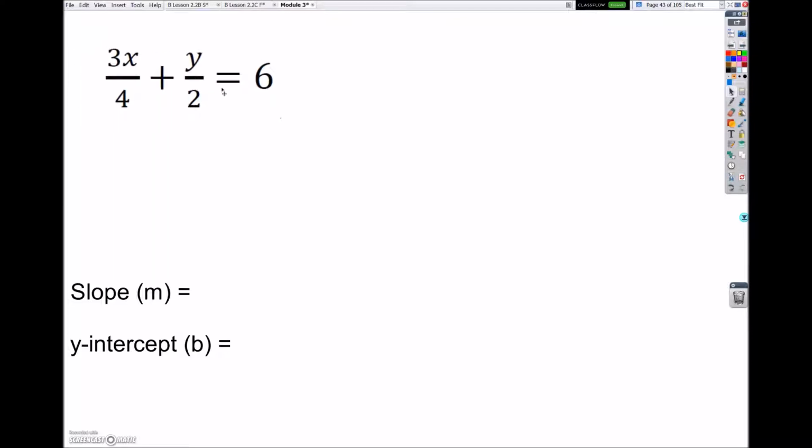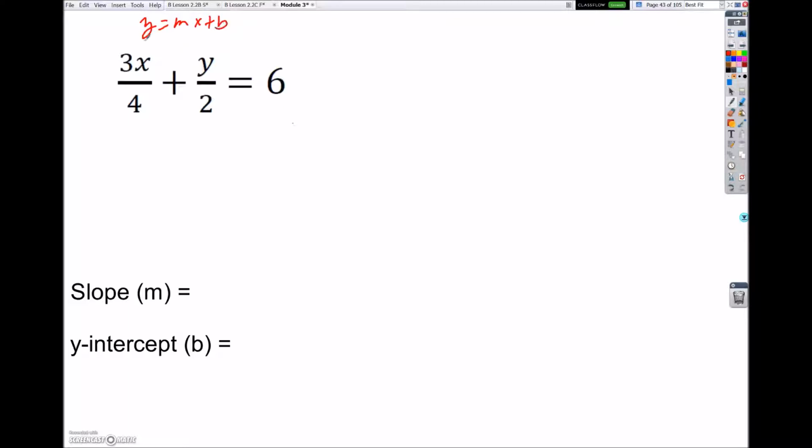Now, sometimes they look really crazy like this. And remember, in slope-intercept form, which is y equals mx plus b, there is no fractions for y. Y is all by itself. X can have a fraction, a coefficient that's a fraction, but y definitely can't. So what I need to do is I need to get rid of this 2 on the denominator.